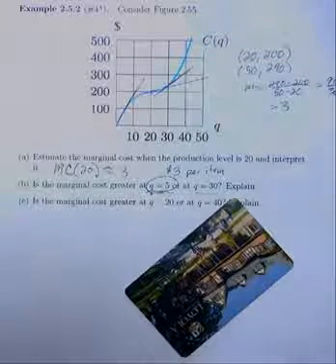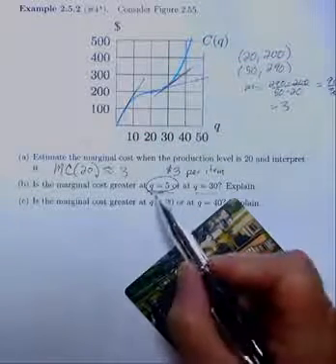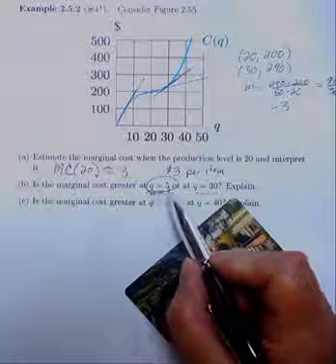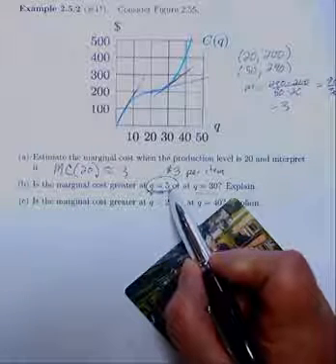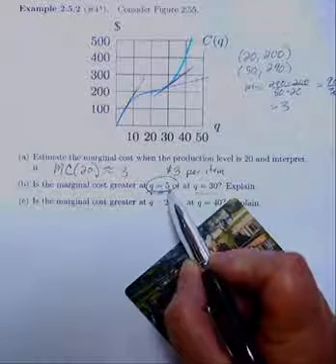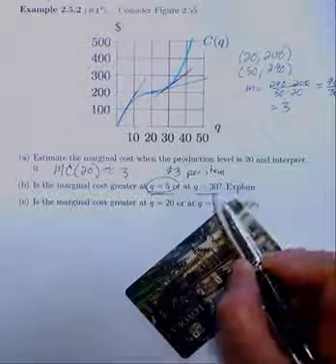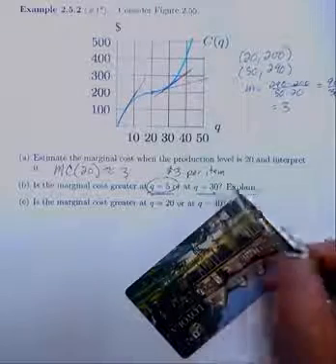So that means that if we were to increase our production level from 5 to 6, our additional cost would be greater than if we increase production from 30 to 31.